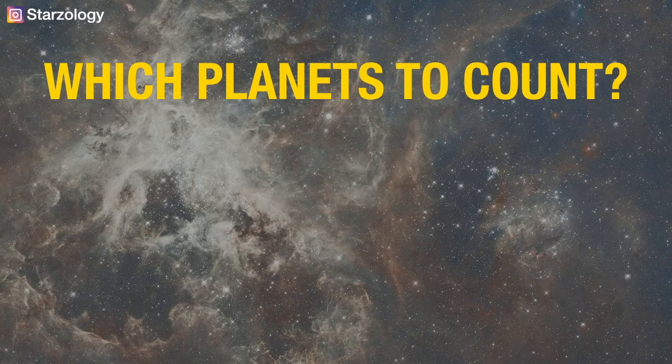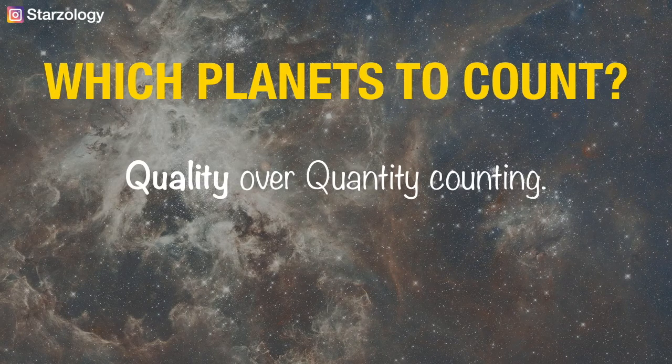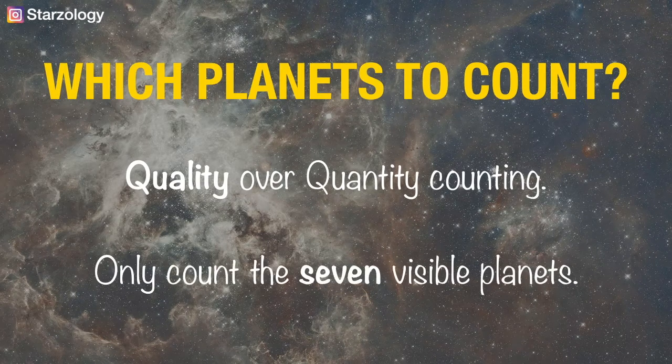Now, the big question here is which planets to count, and clearly there are many ways to skin this cat. However, what I'm suggesting is that you do quality over quantity counting, and that means you only count the 7 visible planets. The reason for this is that they have been in human consciousness since the dawn of time. You can go outside tonight, look up and see any of these 7 visible planets. So although some astrologers may count in the outer planets and Chiron and the Ascendant and Midheaven, I don't, and I recommend you don't either, because we want a quality count, not a quantity count. I'll talk more about that in another video.